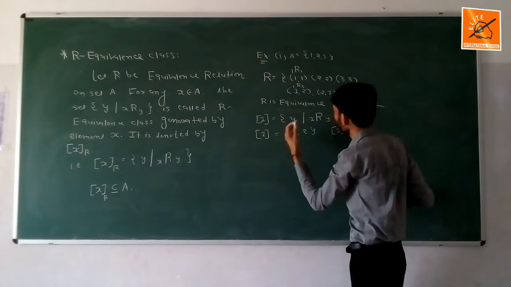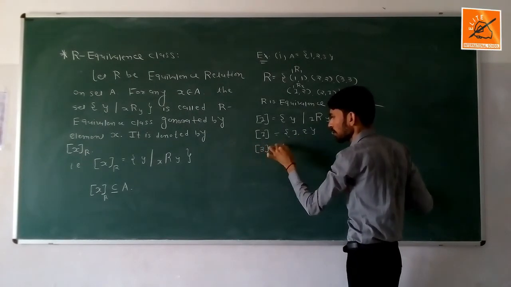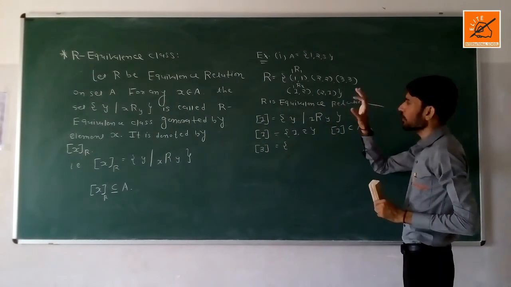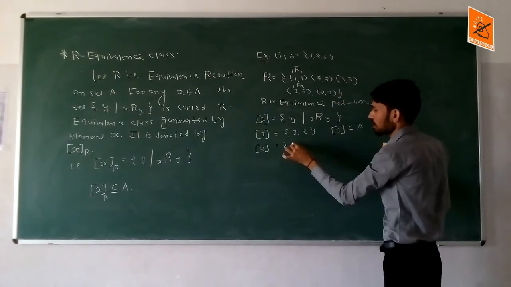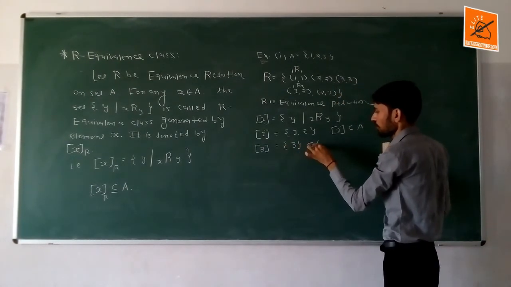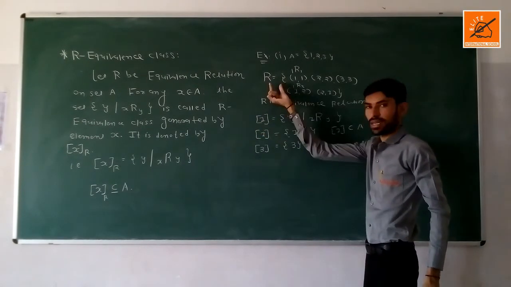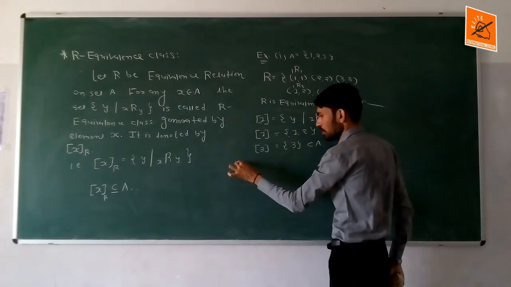Now you can find the equivalence classes of 2 and 3. So here we find the equivalence class of 3. Which elements are related to 3 in relation R? Just 3, and 3 is related to itself. So the answer is just {3}, a subset of A. So these are the equivalence classes of relation R for 1 and 3. Now we take another example.